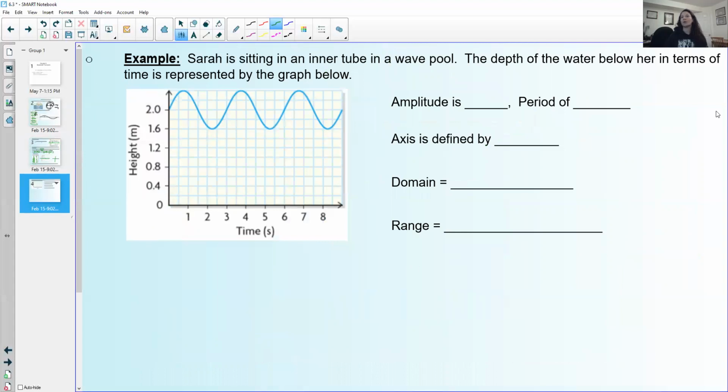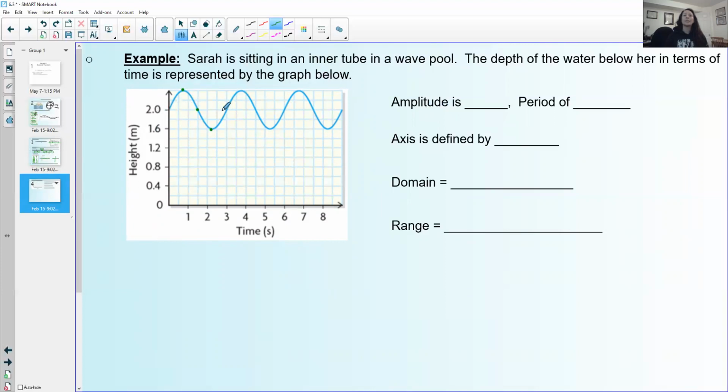All right, so word problem or word question. Sarah is sitting in an inner tube of a wave pool. The water below her, obviously if you're in a wave pool, it goes up and down. So this is a periodic function of her height above the ground level of the pool, okay? So it's the height of the water below her. So if we take a look at this, the amplitude, now remember the amplitude was the max added to the min divided by 2. It's this middle point.